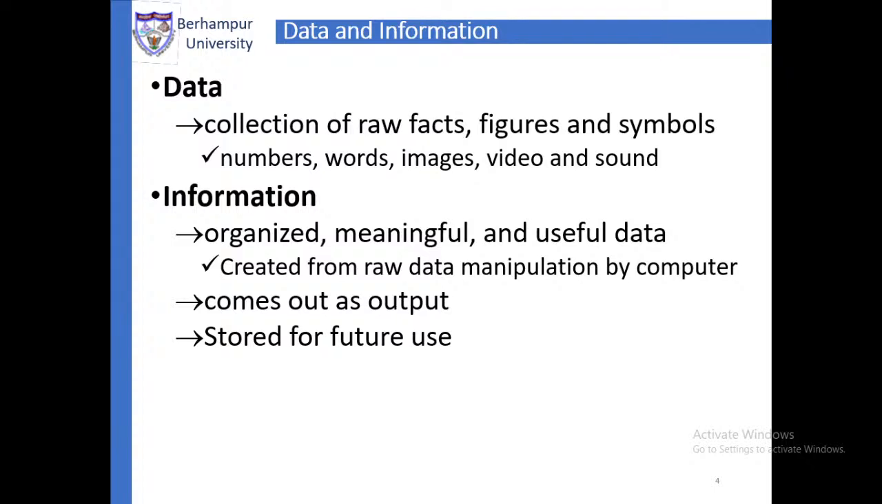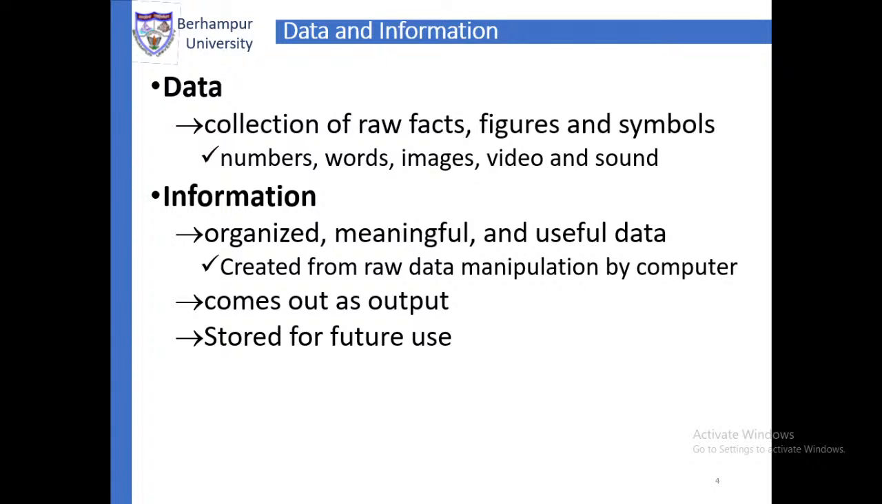So if somebody asks you how many students are there in your class, raw data is number of girl students, number of boy students. These are raw data. You give them as input, they will be processed, which means you will add them, then you will get the information, which is the number of students. So data is a collection of raw facts.